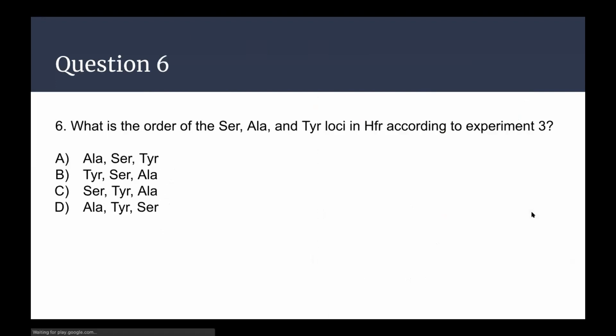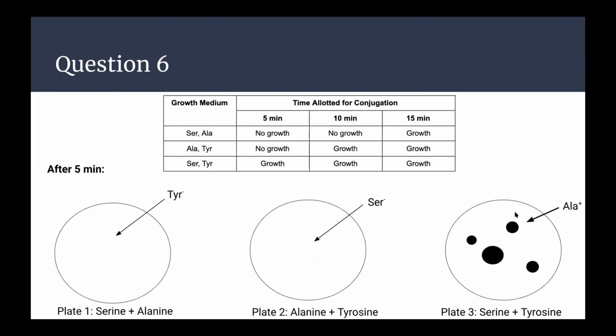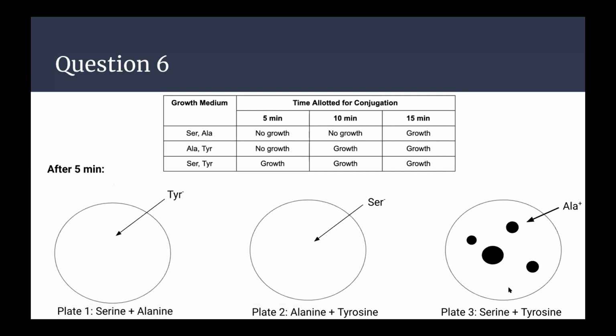Okay, so we will move on to the final question. To answer this, we need to refer back to the data from experiment 3. The way I like to answer questions is, like I said, by visualizing them, especially if they're experiment-based. So this is what this setup would look like. You have plate 1 with serine and alanine, plate 2 with alanine and tyrosine, and plate 3 with serine and tyrosine. The passage states that the purpose of this experiment is to determine the order of genes transferred.